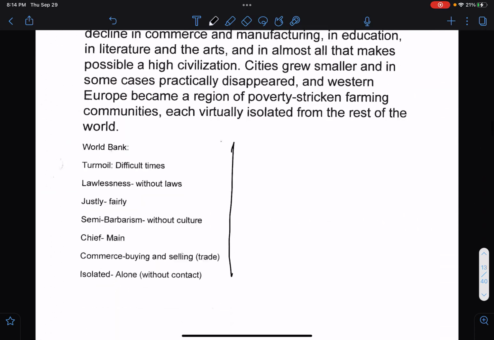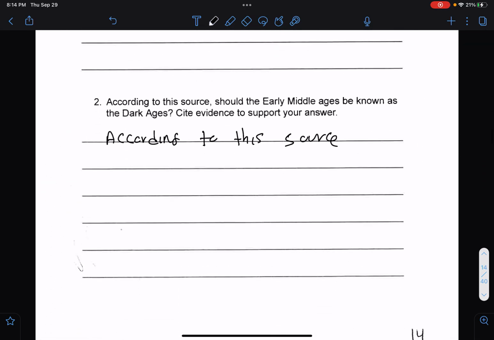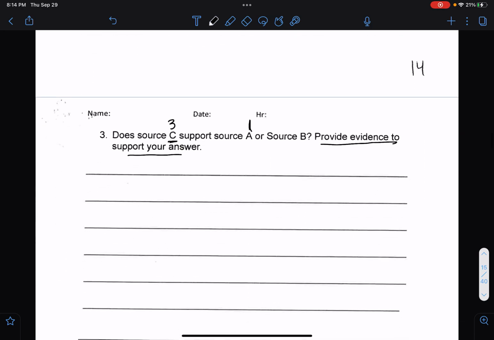Because someone's going to say, well, source 3 actually supports source 1. They're talking about the same thing. Yes, they're talking about the same thing, but they're not arguing the same thing, right? It's about the arguments. What does source 3 say about the Middle Ages? What does source 1 say about the Middle Ages? What does source 2 say about the Middle Ages? Right? Which one is source 3 most similar to?